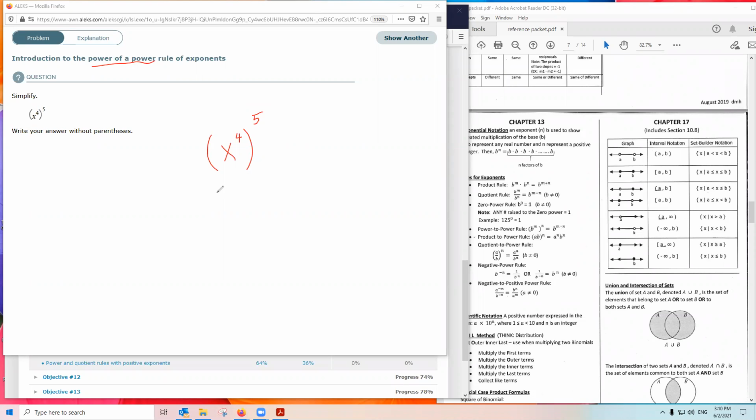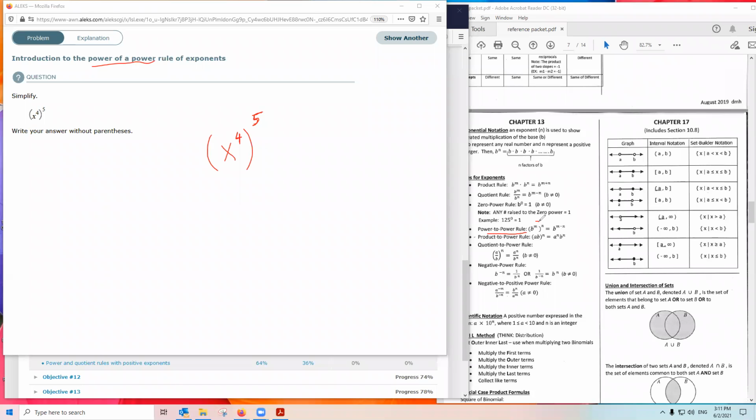So let me look for a rule that might help me out here. It says power to power rule. Yeah, that's what I have. I have a power. By the way, the word power is the same as the word exponent. So instead of using exponent, you can use the word power. So this is x to the power 4, and that's being raised to the power 5. So it's a power to a power.